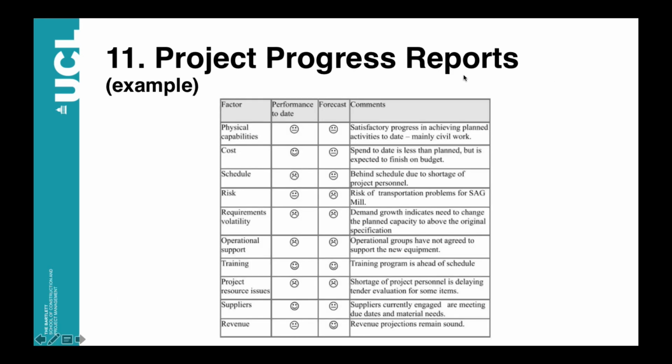Here you have an example of a project progress report by using phase symbols. In this column, we are including different key factors like schedule, risk, cost, operational support, training, and we will be comparing the performance to date with the forecast. And we will include comments that will help to understand if the performance to date and forecast are aligned, and if they are not aligned, to explain what are the reasons that explain this mismatch.